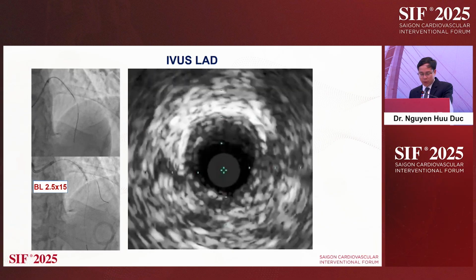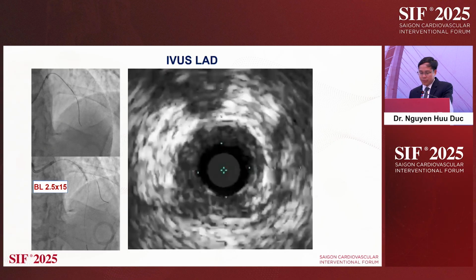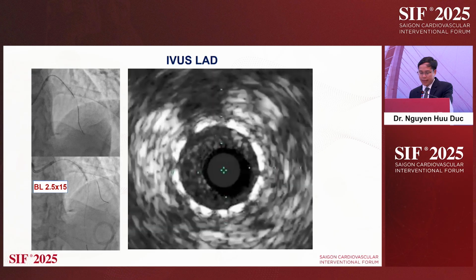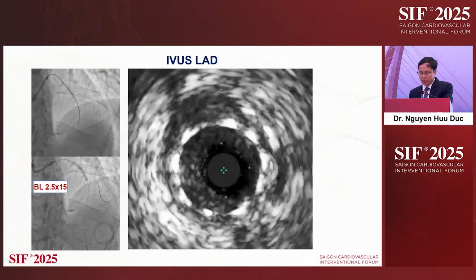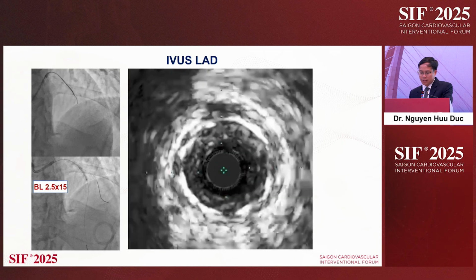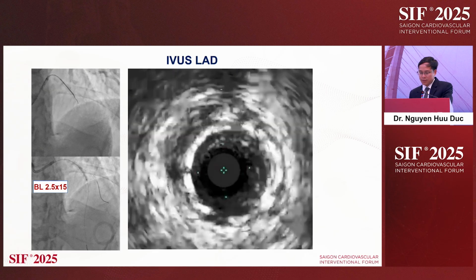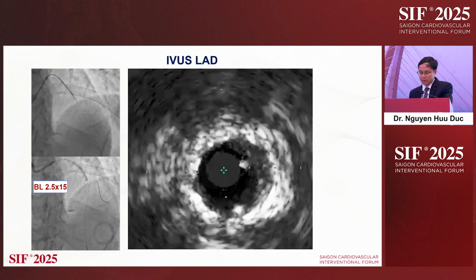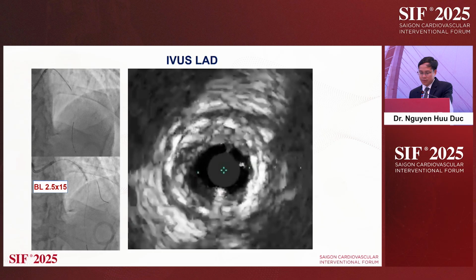We do POBA with a 2.5 balloon, and then we check OCT first. You can see here myocardial bridging at the distal, nearby the distal stent. When we go to the in-stent, you can see neoatherosclerosis, and the stent may be small. At the proximal LAD stent, you can see underexpansion here, a small stent. And I go to nearby the ostium LAD.